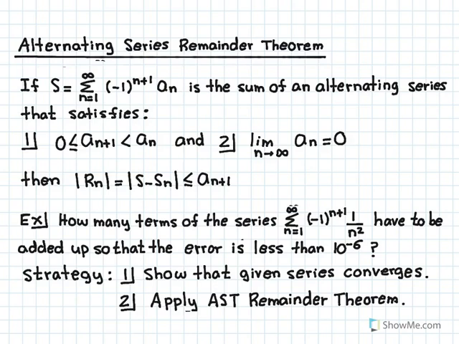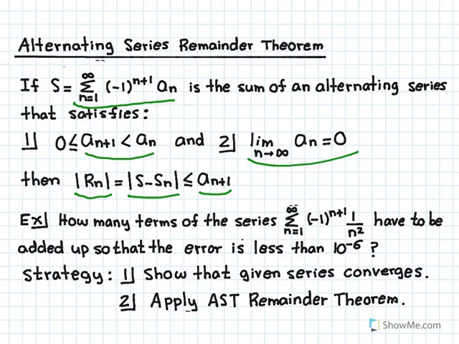All right, so now let's look at the formal definition of the alternating series remainder theorem. If S is equal to the sum from n equals 1 to infinity of (-1)^(n+1) times a_n is the sum of an alternating series that satisfies these two conditions: a_(n+1) is less than a_n, that means the terms are decreasing in magnitude, and the limit as n approaches infinity of the general term a_n is equal to 0, then the remainder term, R_n, the absolute value of S minus S_n, is less than the (n+1)th term. If you add the first n terms, the error of the approximation is less than the (n+1)th term.